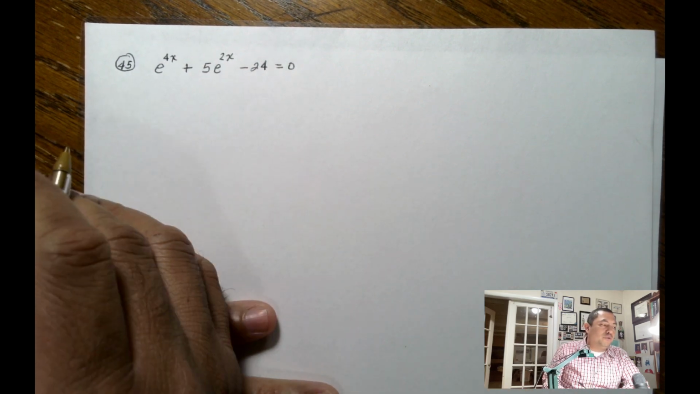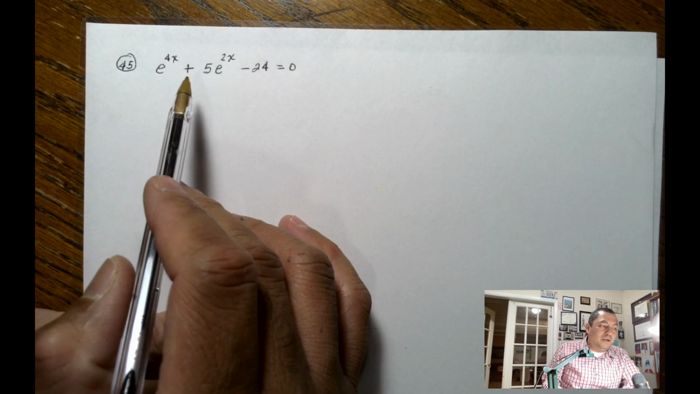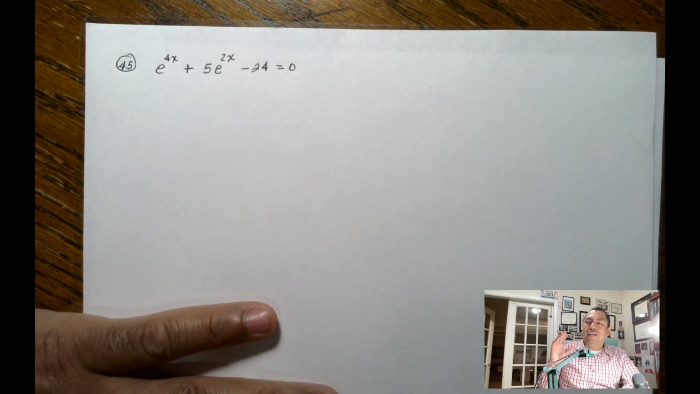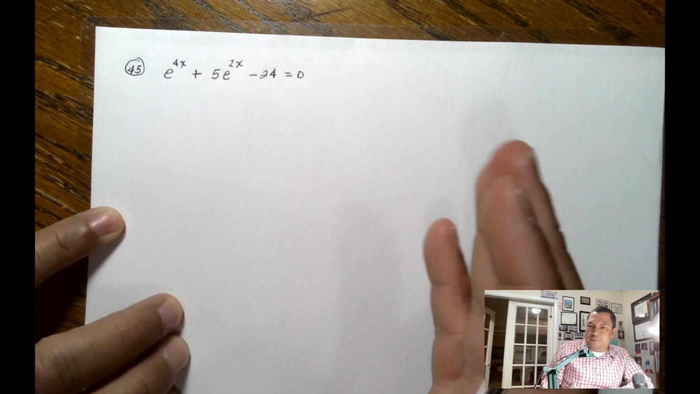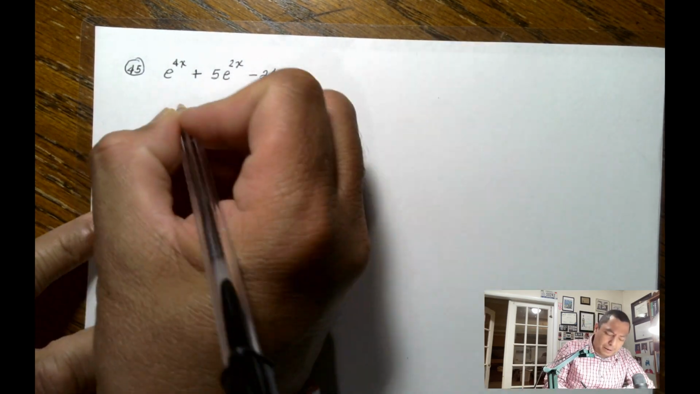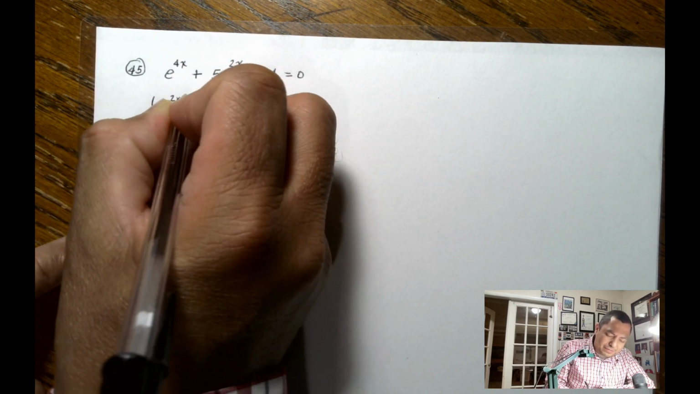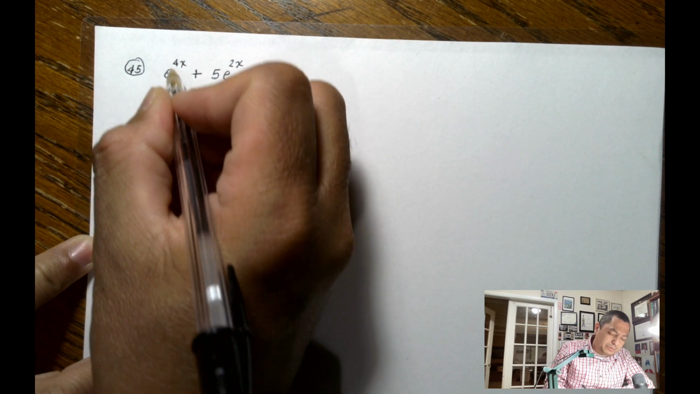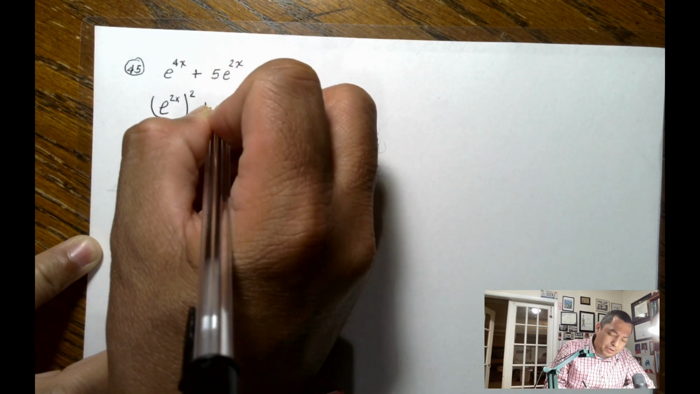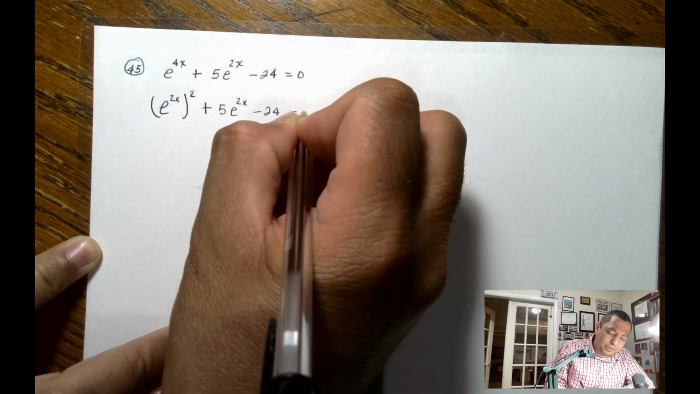In this case, we're going to start by saying that the given equation is in quadratic form. Now, it is not pretty obvious because we need to do some modifications. If we do some modification, we can write e to the 2x to the second power, because I can do power of a power, 2 times 2 equals 4x, plus 5e to the 2x minus 24 equals 0.